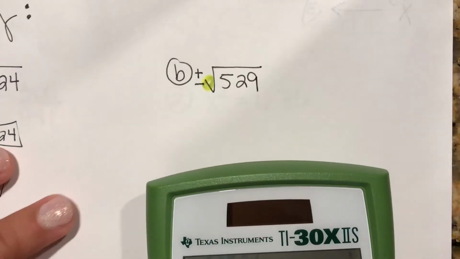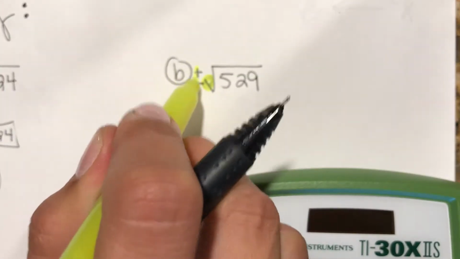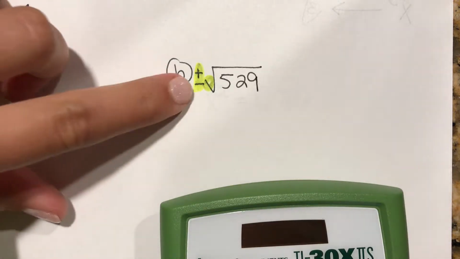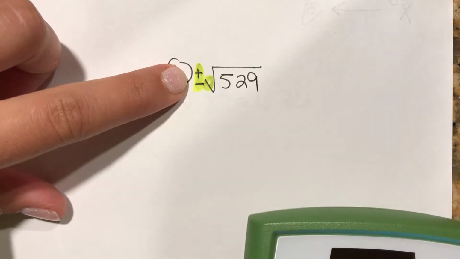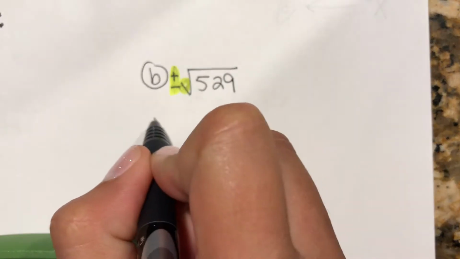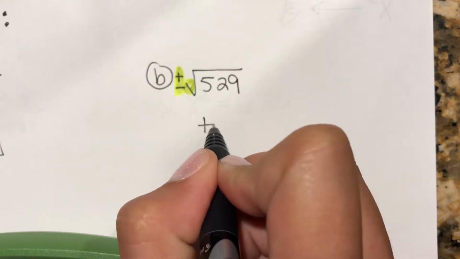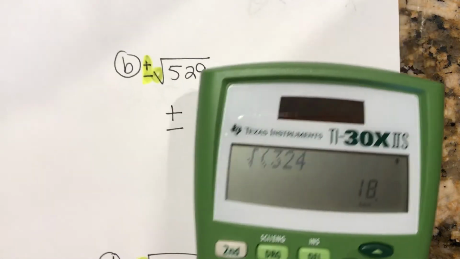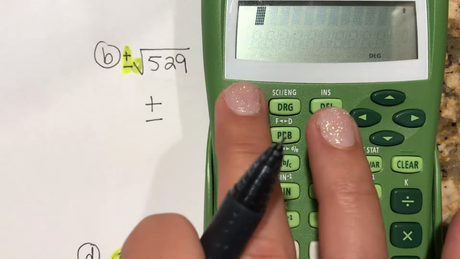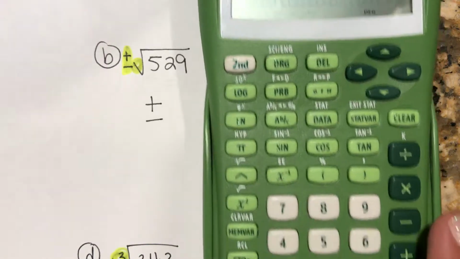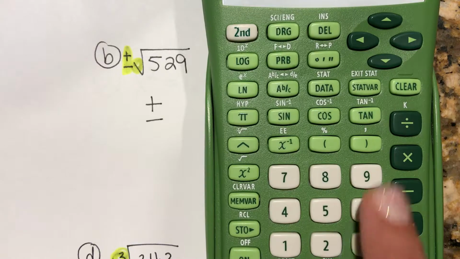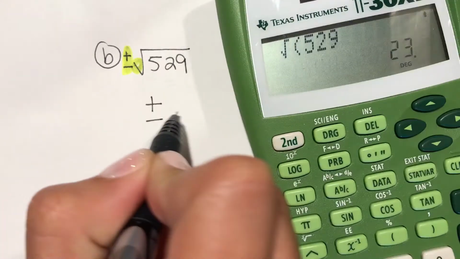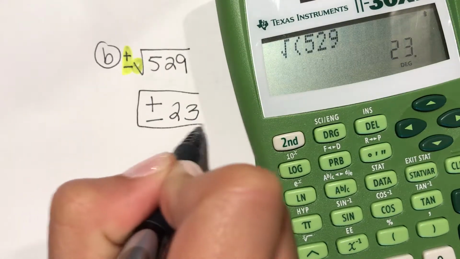If we look over here, notice how there's the plus or minus sign outside the radical. You do not put the positive and negative sign that is outside the radical into your calculator. All that really does is drop down into your answer, so my answer is going to have a positive and negative sign as well. Once again, let's type this into our calculator, hitting the same buttons: second x squared, 529, equals 23. So plus or minus 23 would be my final answer.